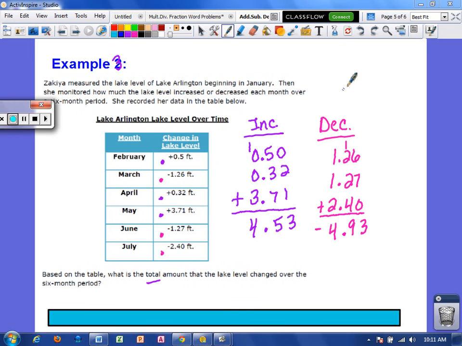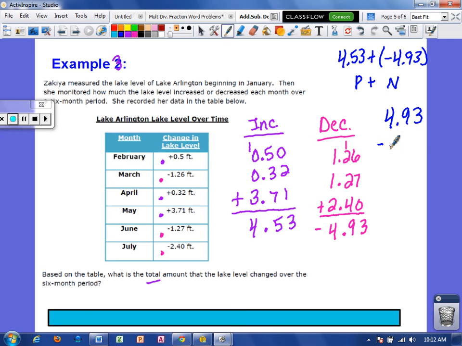So that would be 4.53 plus a negative 4.93. So I have a positive plus a negative. So I'm going to find the difference between those numbers, and then I'm going to take the sign of the quote-unquote bigger number. So if I'm finding the difference, that would be 4.93 minus 4.53.